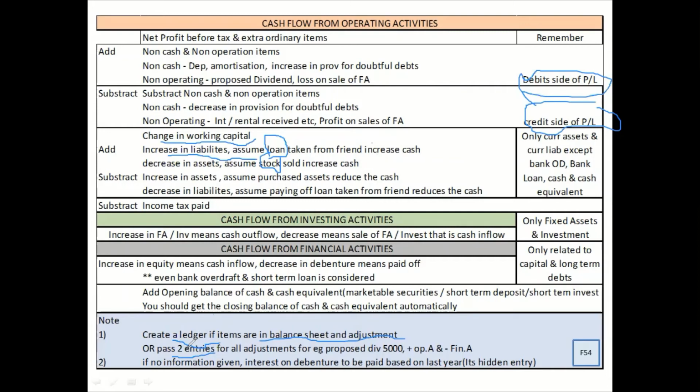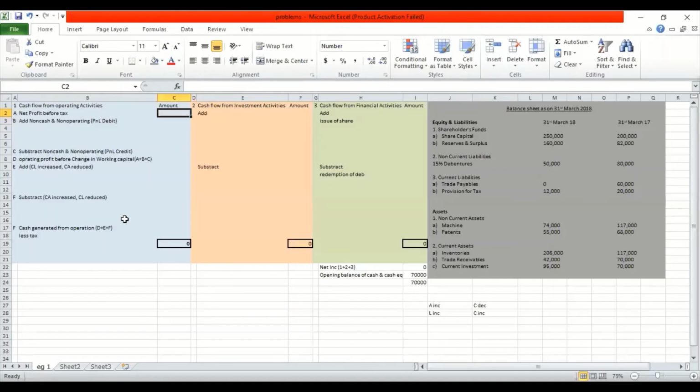But before that, the key thing about this slide is you understand when to make a ledger: when it is there in the balance sheet as well as in the adjustment. And if it is only there in the adjustment, we have to pass two entries. All right. The second part I'm going to tell you in the next slide. I hope this slide is very much clear. Let us try doing one sum today.